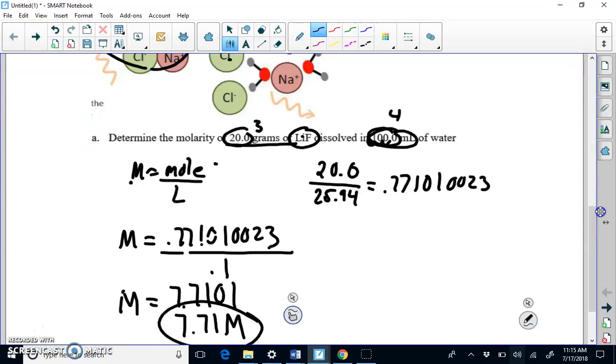Okay. Now, if you're in doubt with the sig figs, like if you don't know how many sig figs to put, you should put 3. So if you're unsure about the sig figs, for whatever reason, and you're in doubt, you should put 3 sig figs.